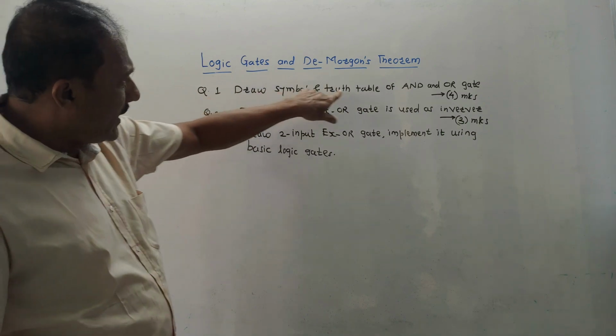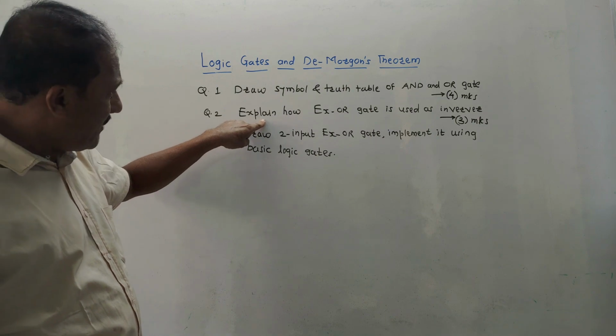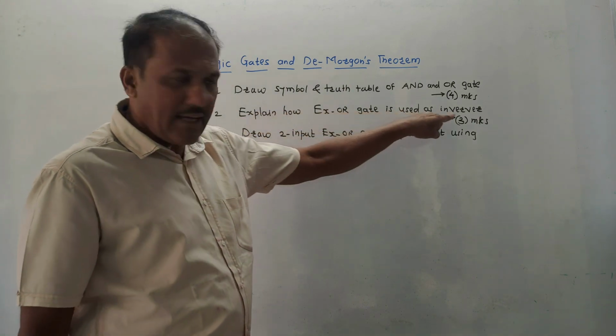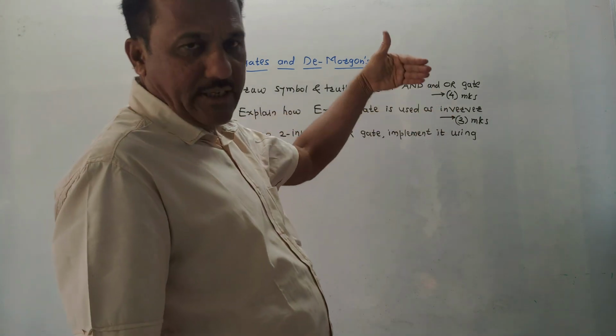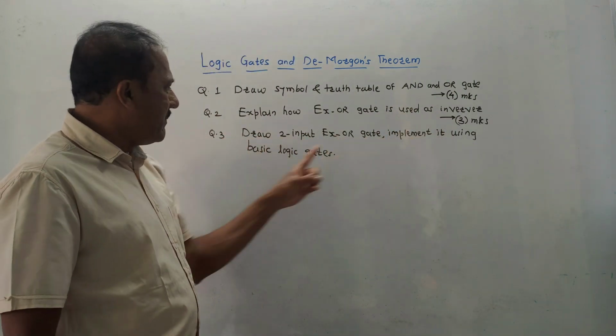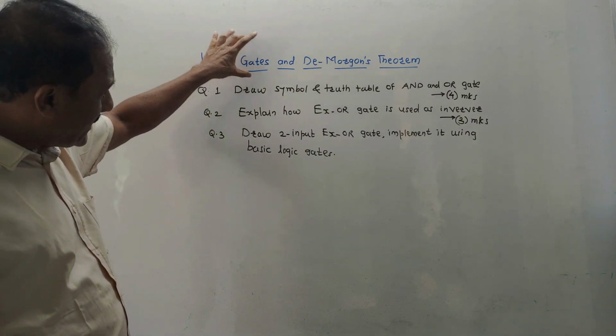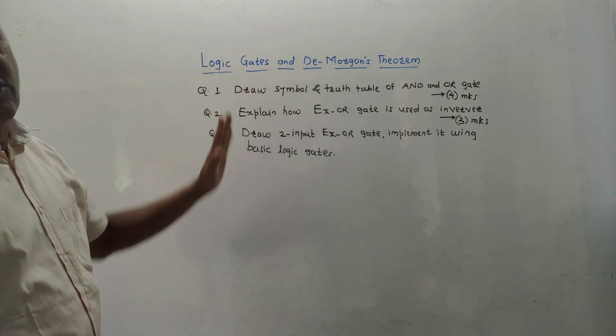So draw symbol and truth table of AND gate and OR gate. Second question can be explain how XOR gate can be used as an inverter, means how it can be used as a NOT gate, or draw two input XOR gate and implement it using basic logic gates. First we will talk about the logic gates. You will get answer of all these three questions.